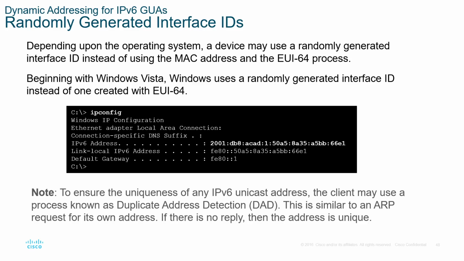Now, depending on the operating system, a device may use a randomly generated interface ID instead of using the MAC address and the EUI-64 process. However, beginning in Windows Vista, Windows uses a randomly generated interface ID instead of the EUI-64. So all the newest versions of Windows will just basically assign a randomly generated IPv6 address. If you actually try to compare this address with the MAC address, they pretty much have nothing to do with themselves. And that is because the IPv6 address was created without the MAC address into consideration.